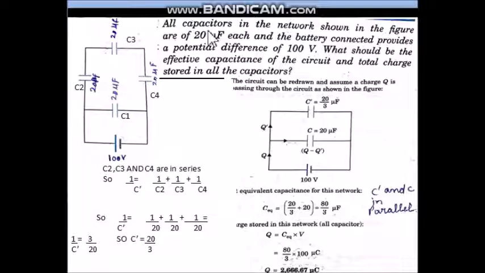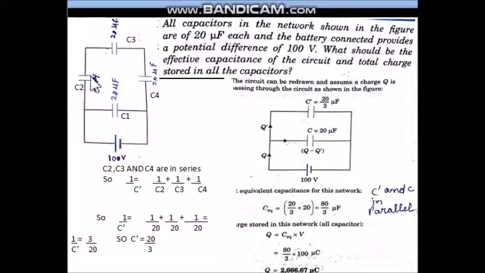In this question, all the capacitors in the network shown in the figure are of 20 microfarad each. This is the value of each capacitor. The battery connected provides a potential difference of 100 volt. What should be the effective capacitance of the circuit and the total charge?